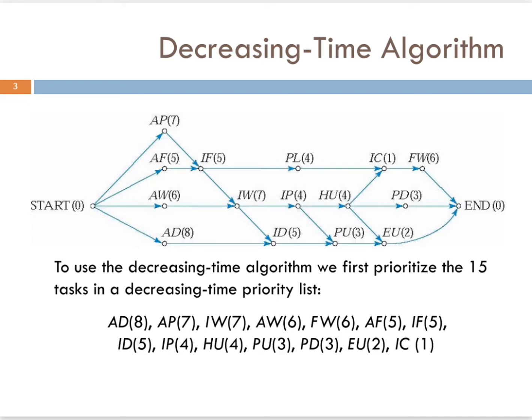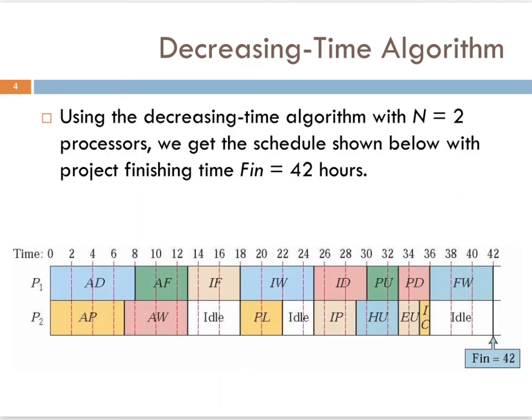So let's look at this. We have the decreasing time algorithm. We're going to prioritize the 15 tasks using the biggest and then to the smallest. So we're going to look at our graph, and where is the biggest number on our graph? Well, the biggest number is an 8, then we have a 7, 6, 6, 5, 5, 5, 4, 4, 3, 3, 2, and 1. We simply just list them out in the order that they are decreasing.